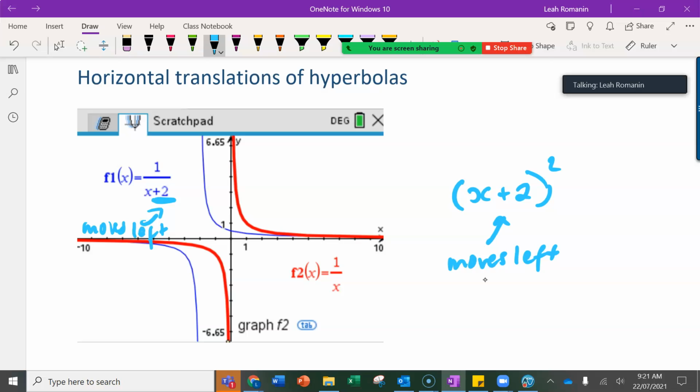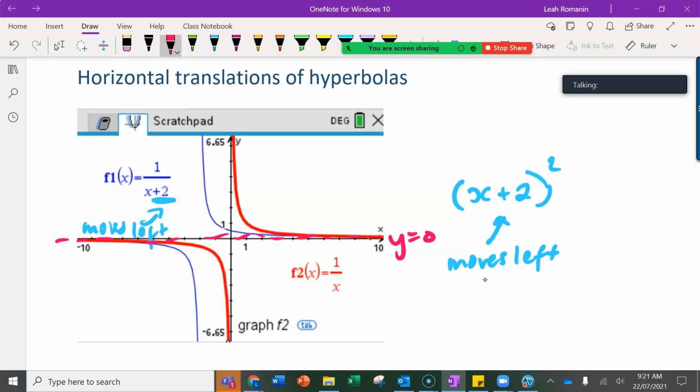Now, the interesting thing about this is that it also moves the asymptote. So the one that stays the same is the y, because remember, I'm not moving the graph up, so my y equals 0 is staying the same. So you can see both my blue and red graphs don't cross the y equals 0 asymptote.